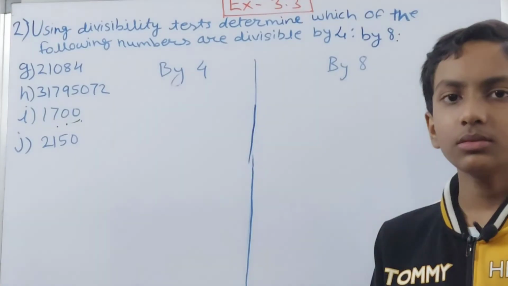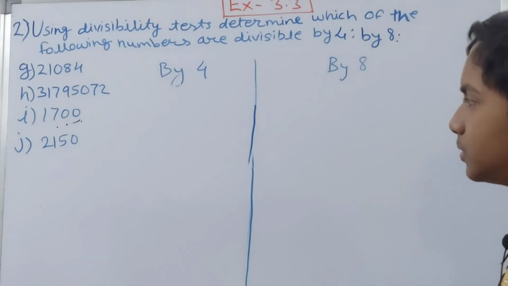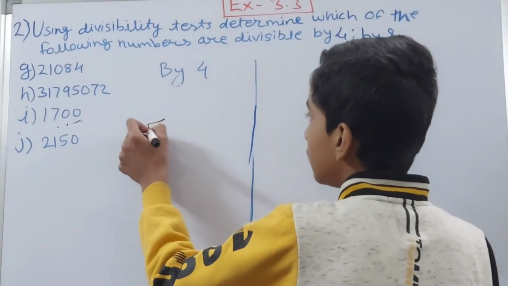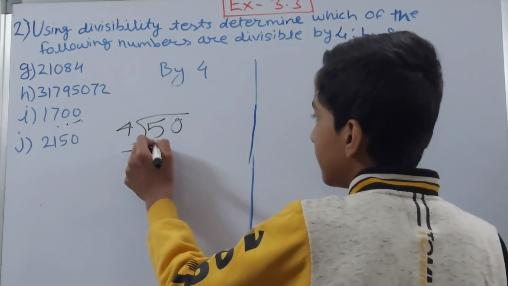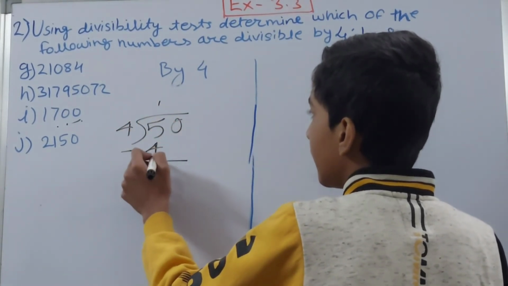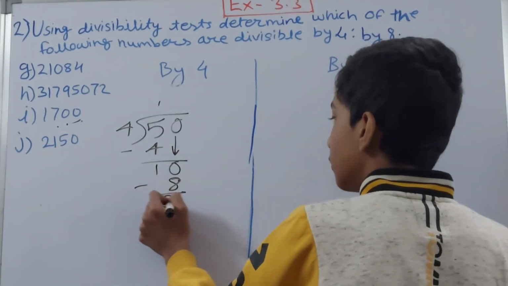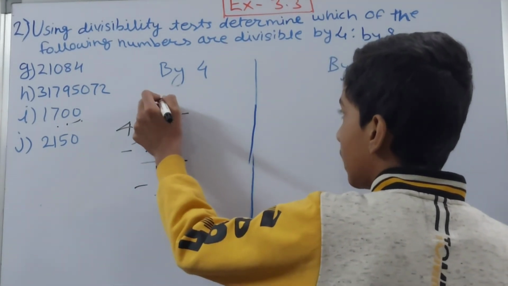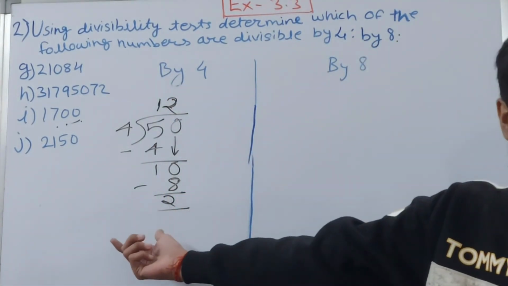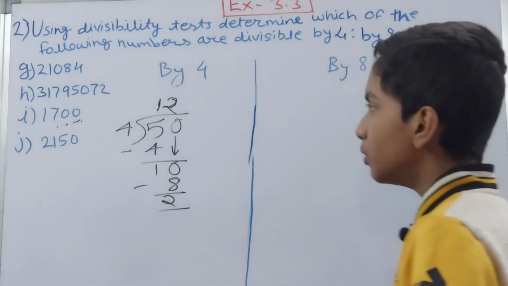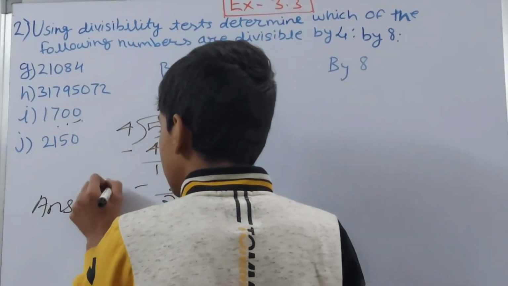Okay, now we have 2150. Now to see if it is divisible by 4, you will take the last two digits, 50, and divide them by 4. So minus 4 once, and we have 1, and you bring this 0 down, minus 8. You will be left with 2, and 8 goes 2 times, so you have 12. And this you can see we have something in the remainder, 2. So that means this number is not divisible, so put a no.